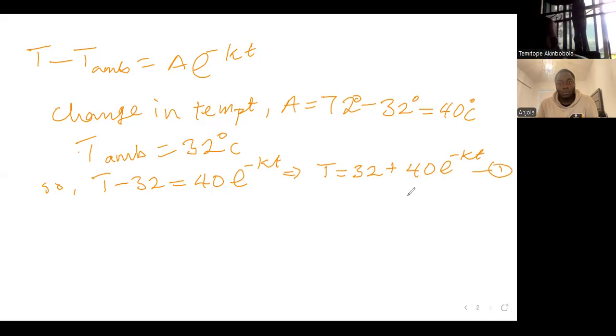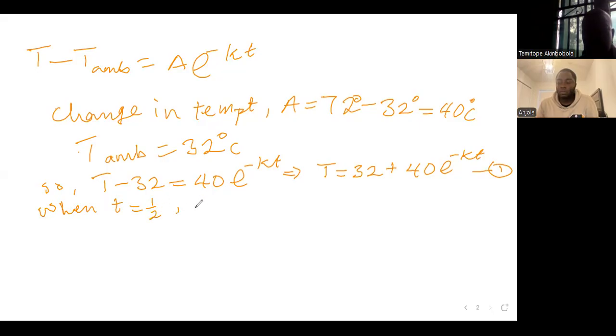Now, the question goes further to say that after half a minute, the thermometer reads 50 degrees Celsius. After half a minute, what does that mean? When time, small letter t, equals 1 over 2, capital T equals 50 degrees Celsius. That's what it means.